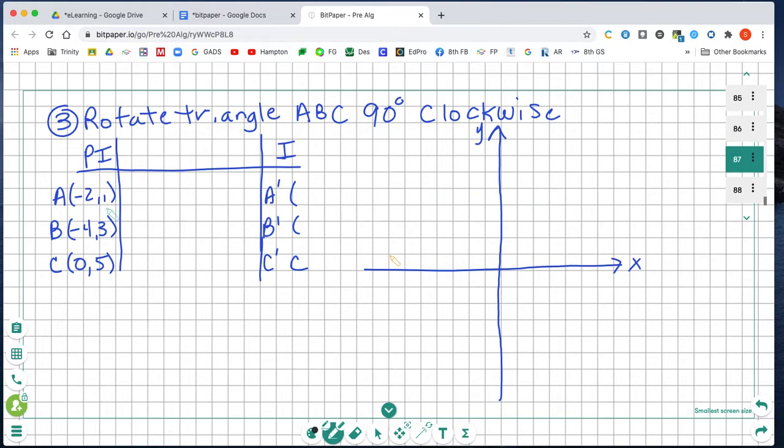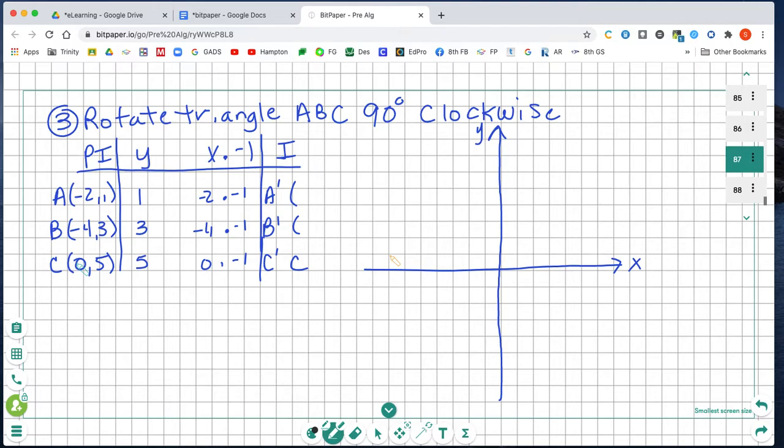So I'm going to take my ordered pairs and get them in the T chart. I'm going to look on my formula sheet, and the algebraic expression for this rotation is y, and then x times -1. So I'm going to find my y's. My y is 1, my y is 3, my y is 5. Then I'm going to find my x's. My x is -2, my x is -4, and my x is 0. Times -1, times -1, times -1.